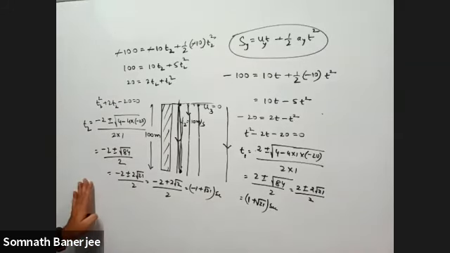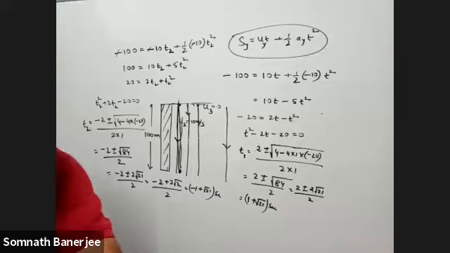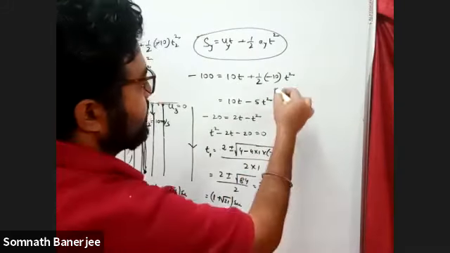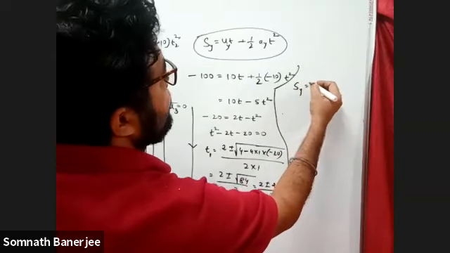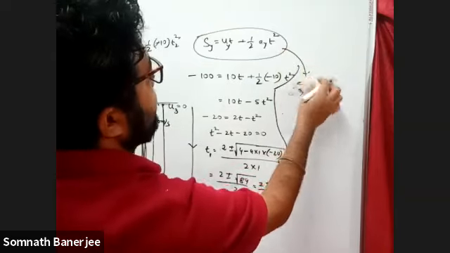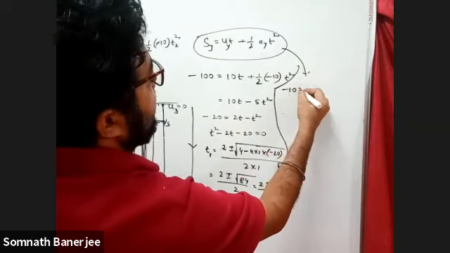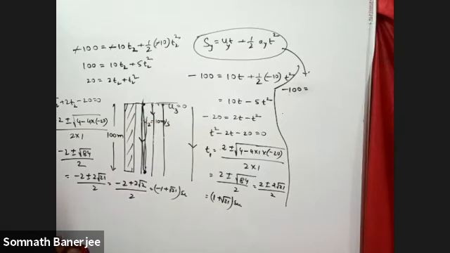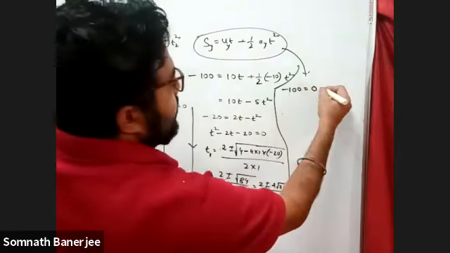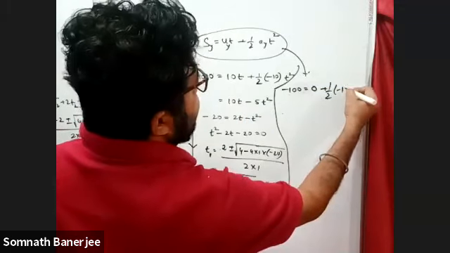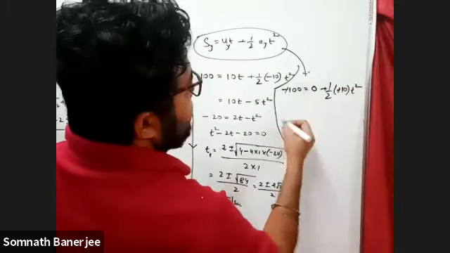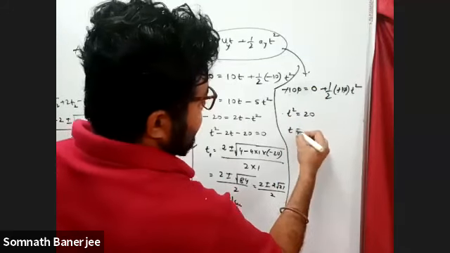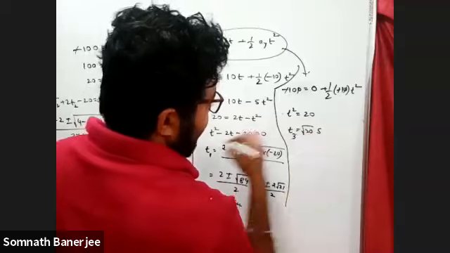Is it clear? Yes, sir. Now the third one. Sy is uy. We can use the same formula. So minus 100. Now for the third one, what is the initial velocity? 0. Plus half minus g into t square. This minus minus cancels. This 0 also cancels. T square is 20. T is root under 20 second. You can write it as t3.